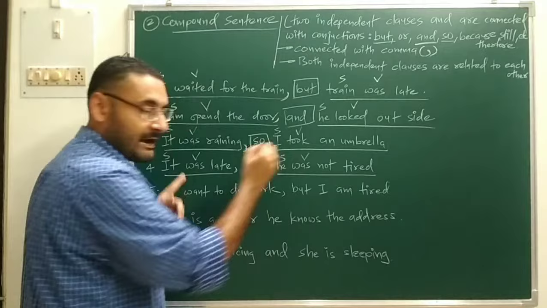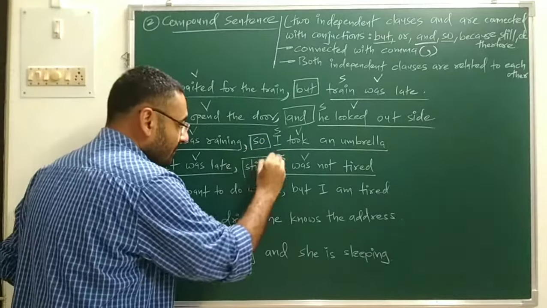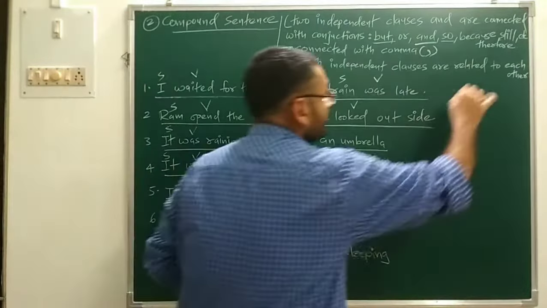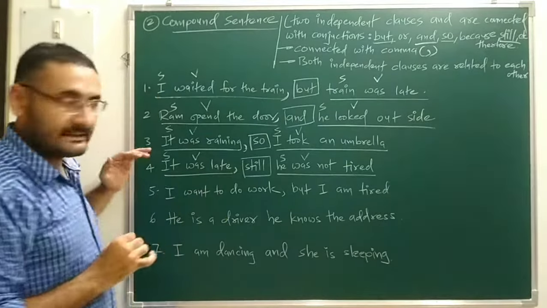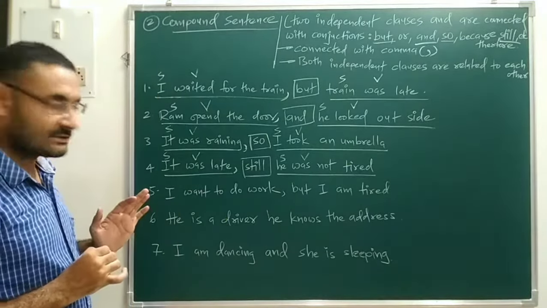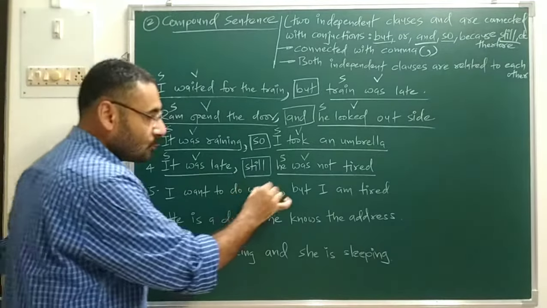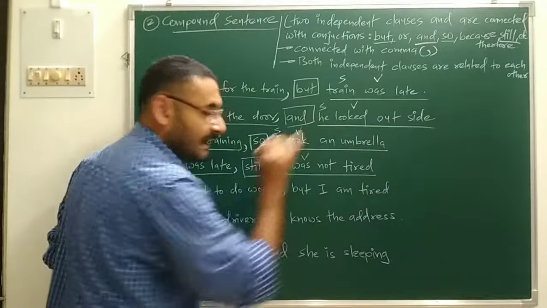And both of the independent clauses are connected with what? With one conjunction still, and with one comma, so this sentence is a compound sentence. Okay, next is, I want to do work but I am tired.